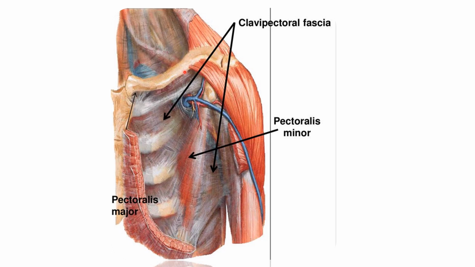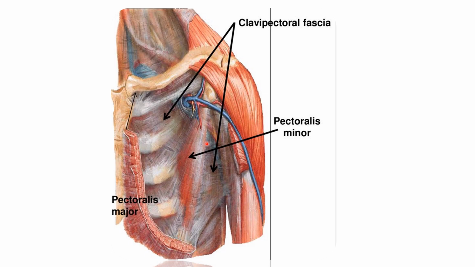The posterior lamina, which is covering the subclavius, blends with the axillary sheath and anchors the inferior belly of omohyoid to the clavicle. This is the inferior belly of omohyoid, and this fascia helps anchor it to the clavicle. This is the upper attachment of clavipectoral fascia.